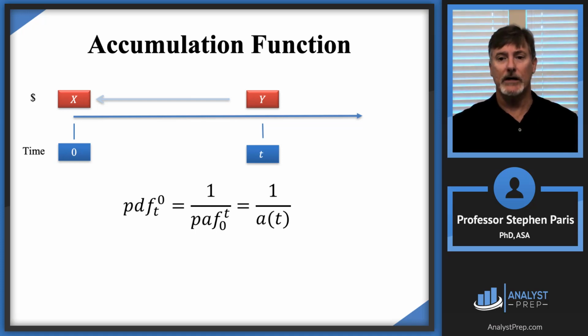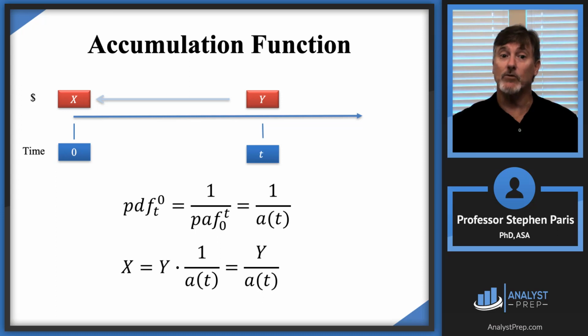So the periodic discount factor from time t back to time 0 is just the reciprocal of the accumulation function at time t. And so the cap X value would be the cap Y value times that 1 over a of t. In other words, it's the cap Y value divided by a of t.